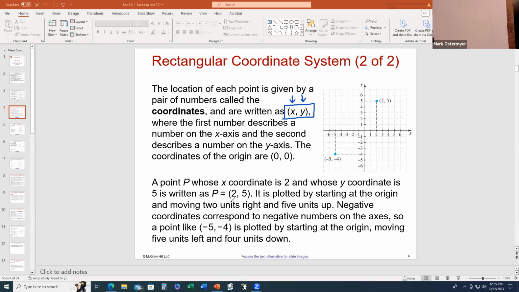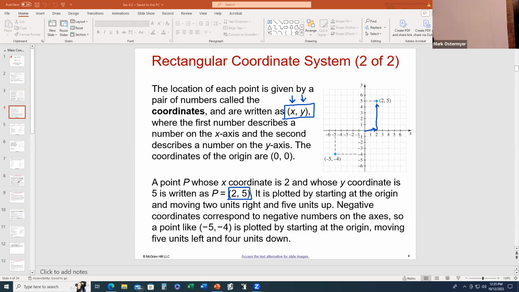For instance, if we wanted to plot the ordered pair (2, 5), we would start at the origin, and then we would move 2 units to the right on the x-axis, and then we move up 5 units parallel to the y-axis. And there is the location of the unique point (2, 5), and it happens to be located in the first quadrant. Any questions how we plotted the ordered pair (2, 5)?